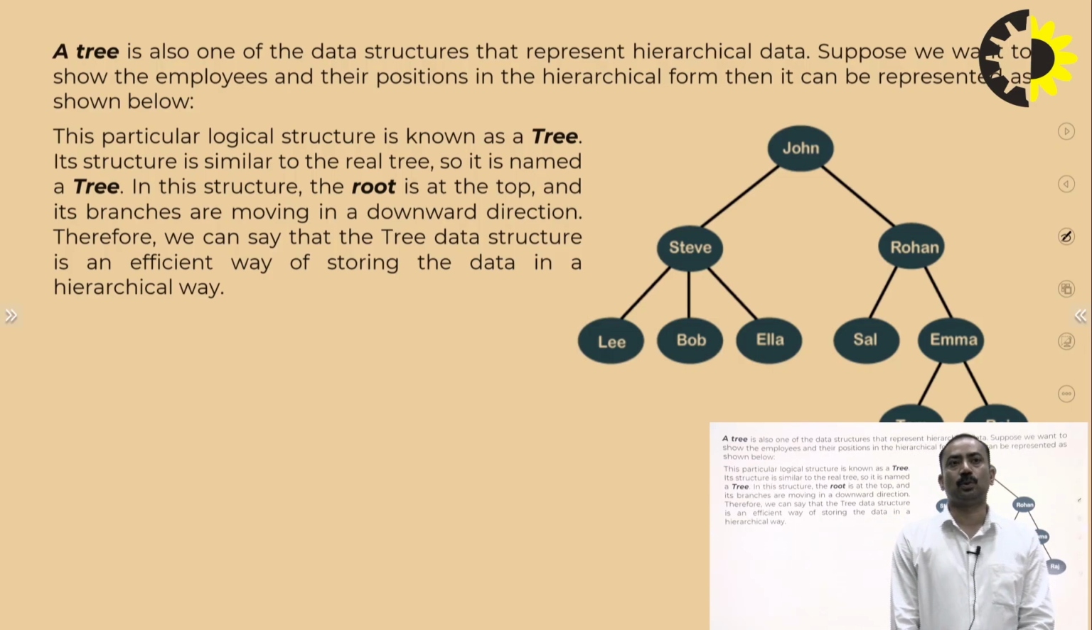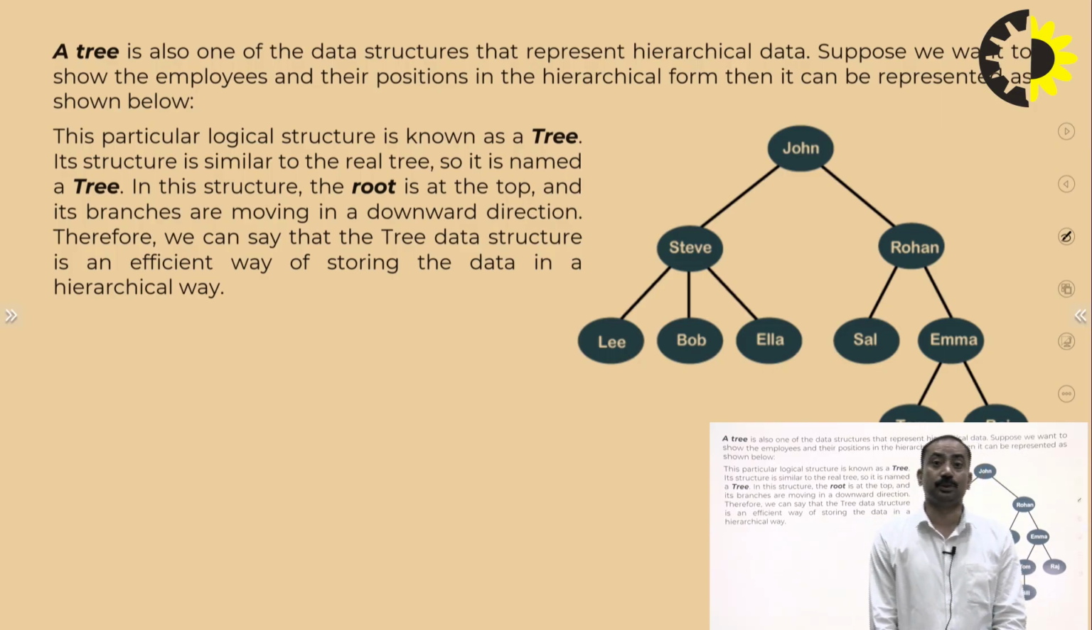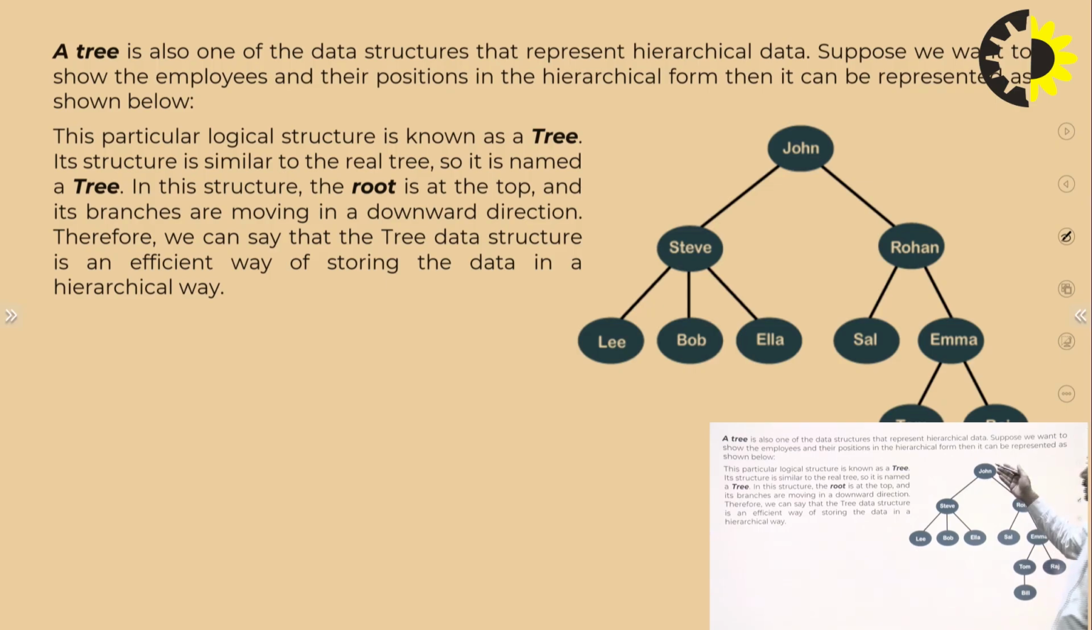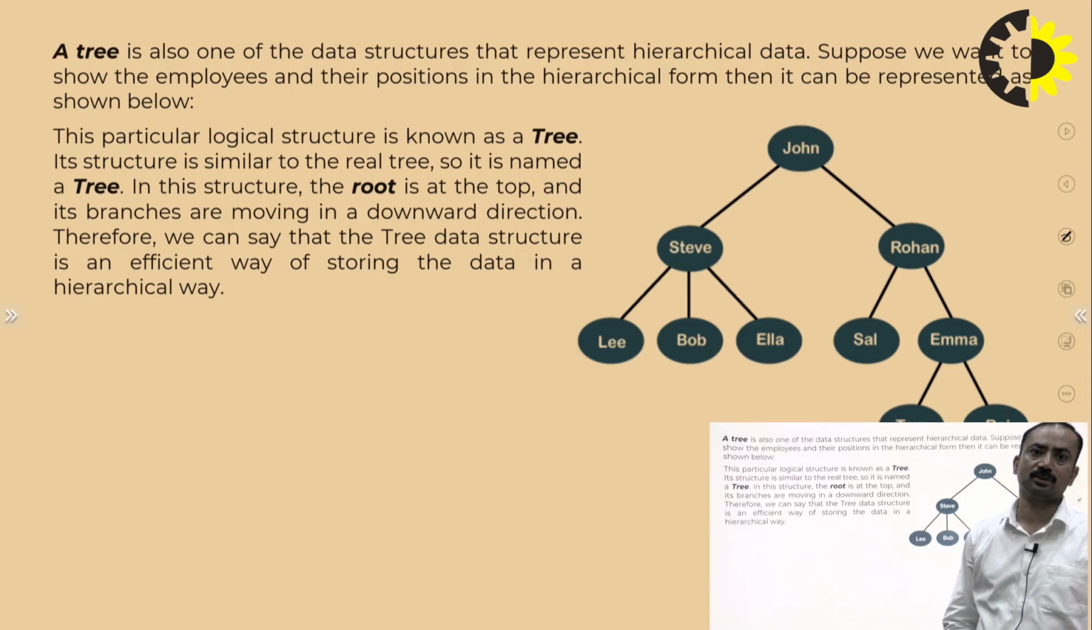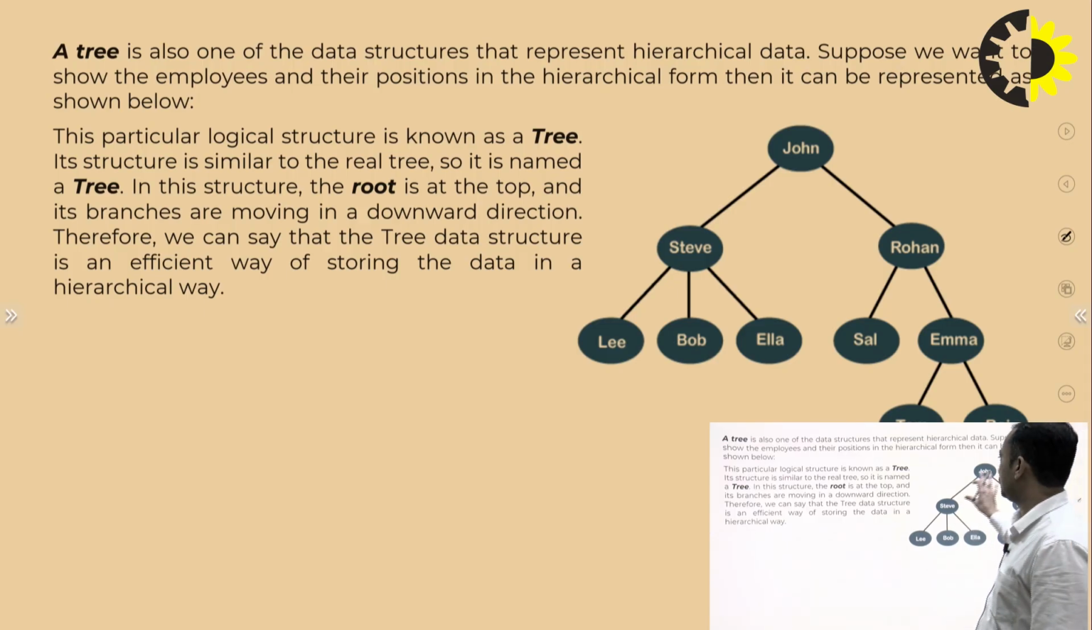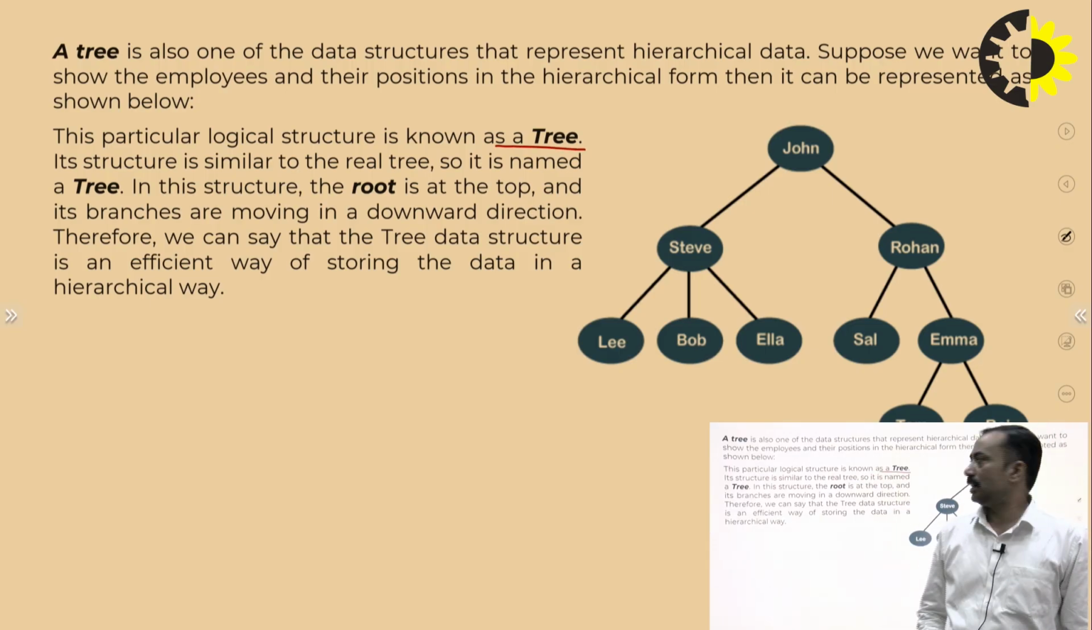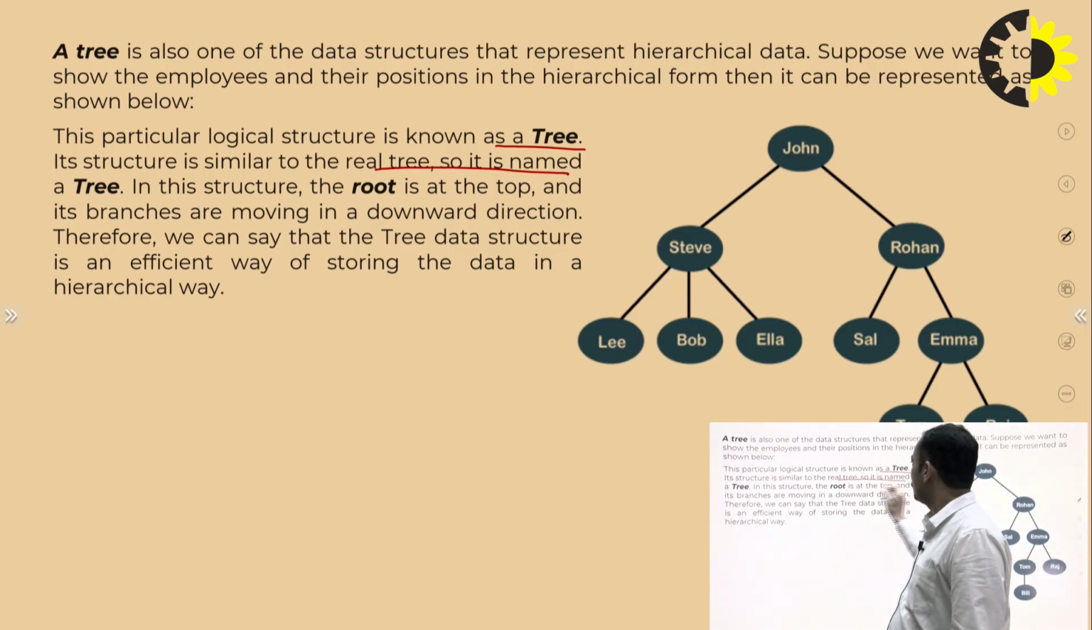Suppose we want to show the employees and their positions in hierarchical form, then it can be represented as shown below. Different employees and their positions, like John is the superior, then Steve and Rohan, and this is the hierarchy of employees in a company or an organization. This particular structure is a logical structure, it is not a physical structure, and it is known as a tree. This structure is similar to a real tree, so it is named tree.